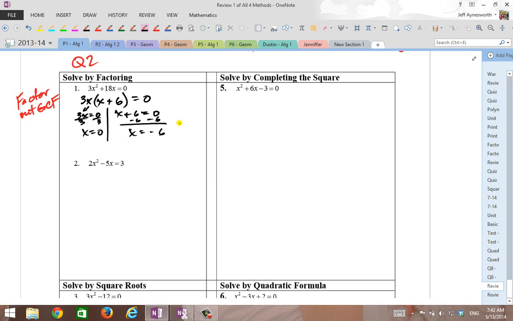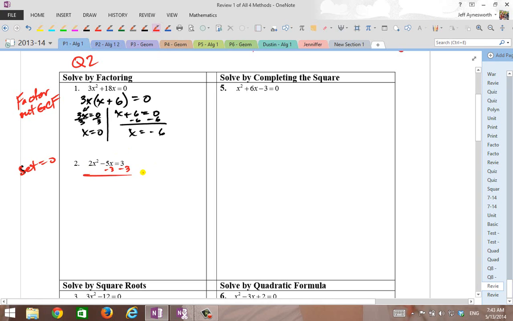Now the next one is a little bit more challenging. What we're going to do is set it equal to 0 first and get it into standard form, because right now it's not equal to 0. It's equal to 3. Everybody, what's the opposite of 3? We're going to add the opposite to both sides, or you can say subtract 3 on both sides, because we know that 3 minus 3 is 0. See right here, the right side is 0. 3 minus 3 is usually 0.